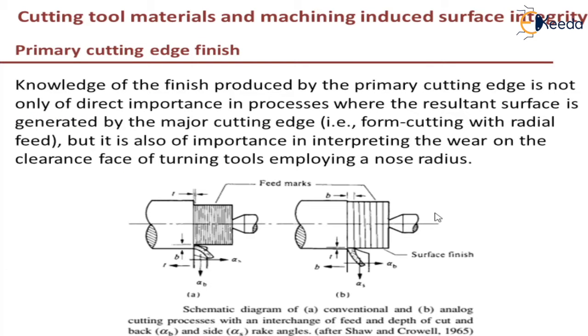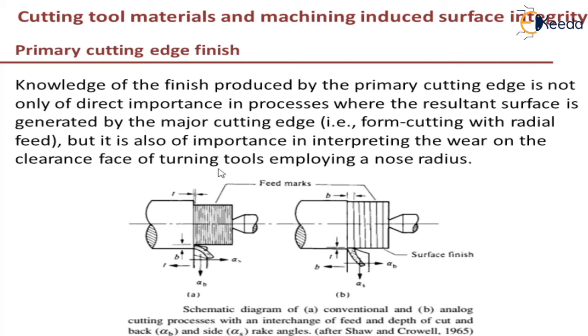As you can see in this slide, the knowledge of the finish produced by the primary cutting edge is not only of direct importance where the resultant surface is generated by the major cutting edge, but is also of importance in interpreting the wear on the clearance faces. So it is not only important to study the resultant surface, but it also helps us interpret how the wear happens on the clearance face of the cutting tool, which has a nose radius, because this will be our subject of interest, as we are more interested in tool wear.